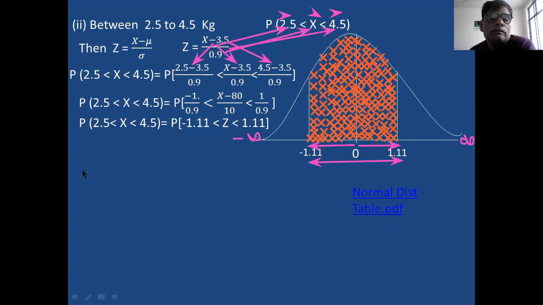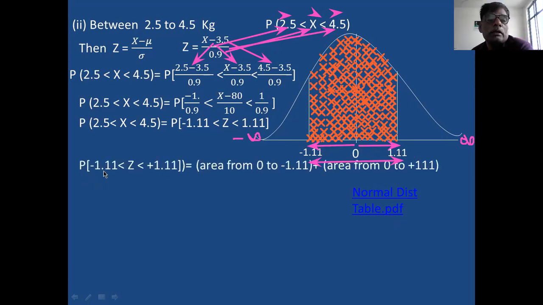Therefore, you write the equation. So your equation is probability of minus 1.11 is smaller than Z, Z is smaller than plus 1.11, is equal to area from 0 to minus 1.11 plus area from 0 to plus 1.11. Your point is there.